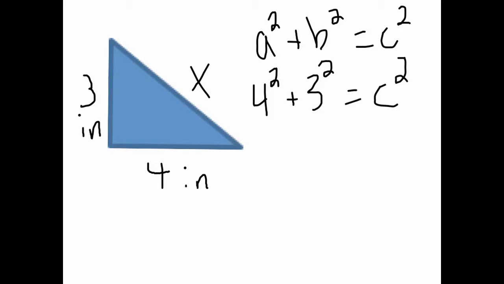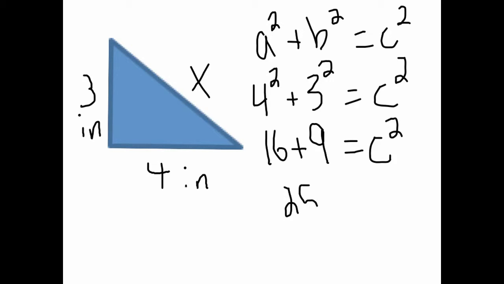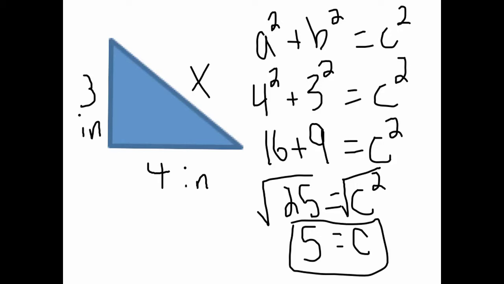4 squared, which is the same as 4 times 4, is 16. 3 squared, which is the same as 3 times 3, is 9, equals C squared. You must keep the exponent. 16 plus 9 is 25, equals C squared. Now, the last thing I need to do is simplify the C squared, and since it's already squared, I know to solve it, I can just take the square root. And what I do to one side, I must do to the other side, so C equals the square root of 25, which is 5. So the length of the hypotenuse here is 5 inches.